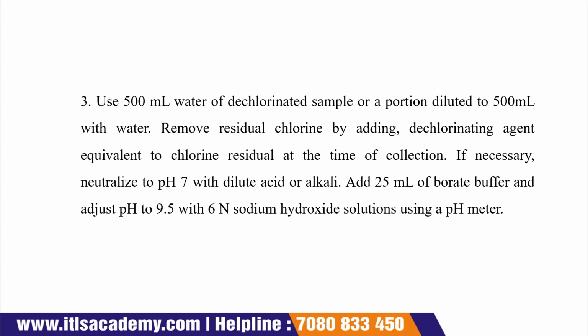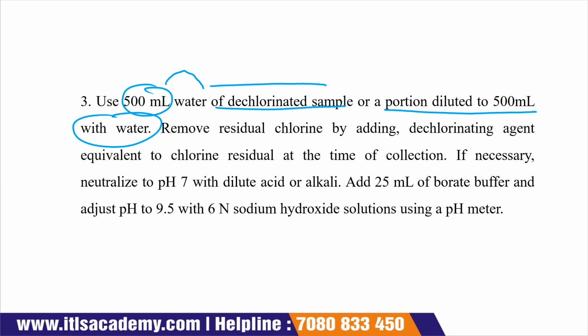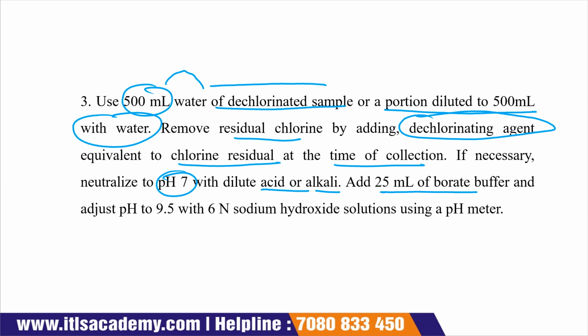Now the next step will be, we use 500 ml of dechlorinated sample or a portion which is diluted to 500 ml with water. Okay, so we take 500 ml of dechlorinated sample and remove the residual chlorine by adding a dechlorinating agent, which is equivalent to the chlorine residual at the time of collection. If it is necessary, then adjust the pH with the help of dilute acid or alkali, and then add 25 ml of borate buffer and adjust the pH to around 9.5 with the help of 6 normal sodium hydroxide solution by using a pH meter.